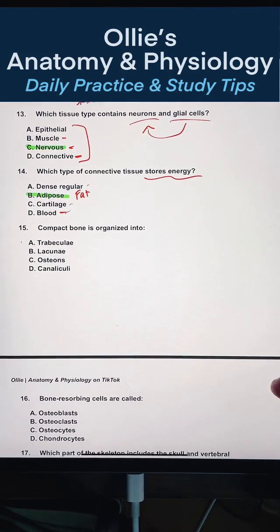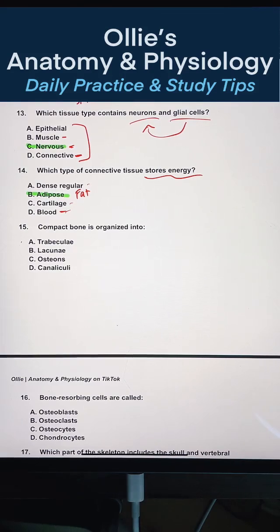Number 15, compact bone is organized into what? A, B, C, or D?